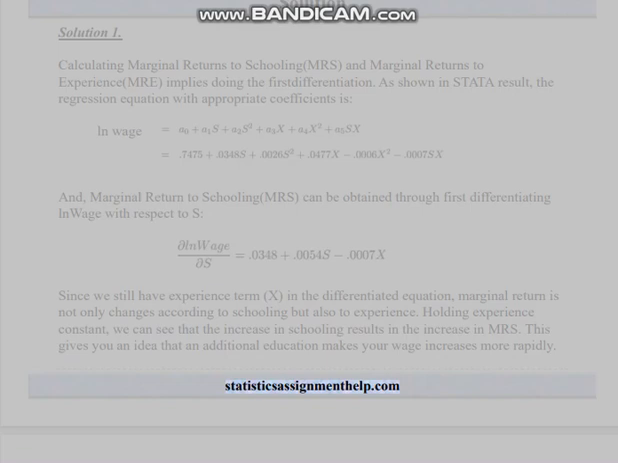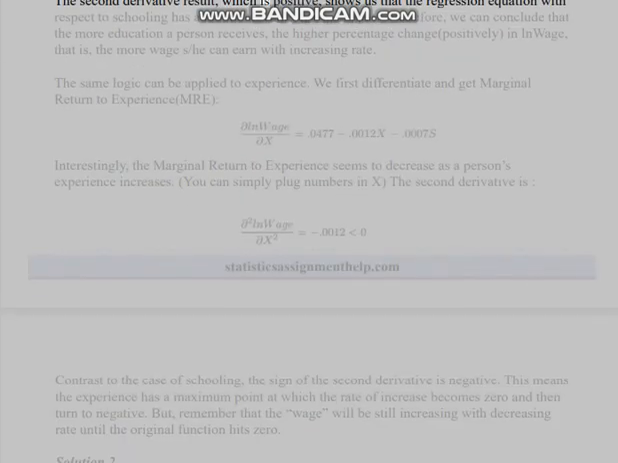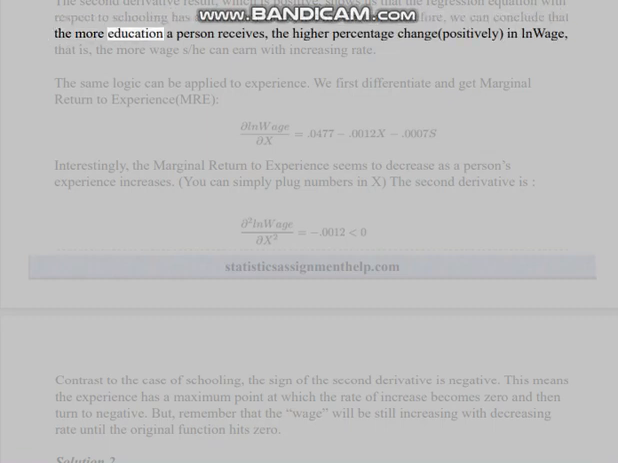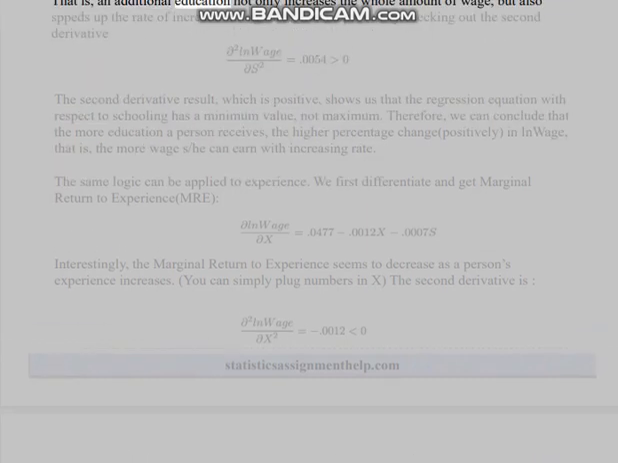The second derivative result, which is positive, shows us that the regression equation with respect to schooling has a minimum value, not maximum. Therefore, we can conclude that the more education a person receives, the higher percentage change, positively, in ln wage, that is, the more wage he can earn with increasing rate. That is, an additional education not only increases the whole amount of wage, but also speeds up the rate of increase in wage. This can be proved by checking the second derivative.